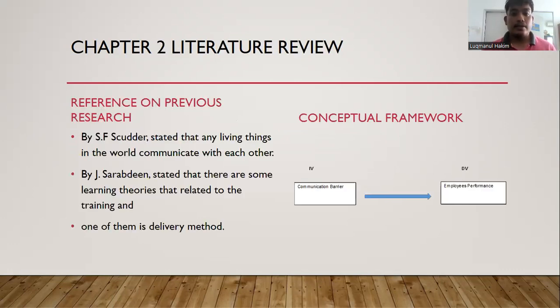For the references, research by SF Skader stated that all living things in the world communicate with each other, because everyone has their own language and their own way to communicate. For example, people have their own language, and animals also have their own language. Also, J. Cerebdina stated that there are some learning theories related to training, and one of them is the delivery method.